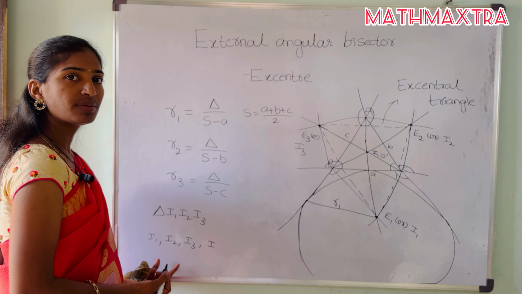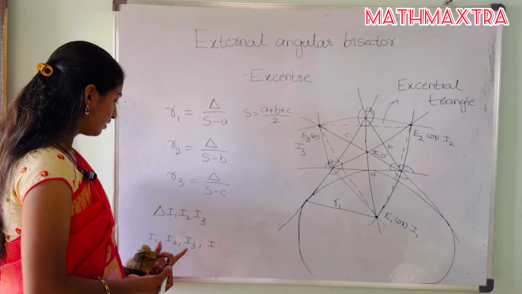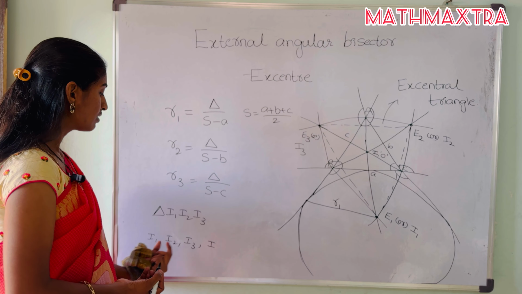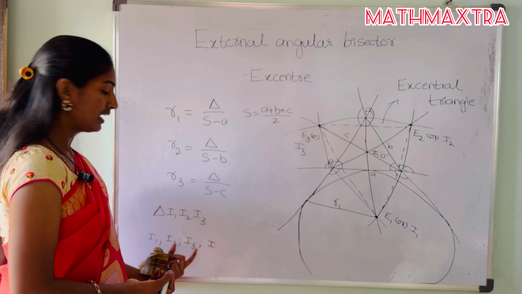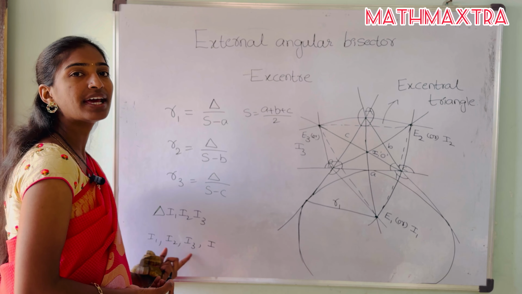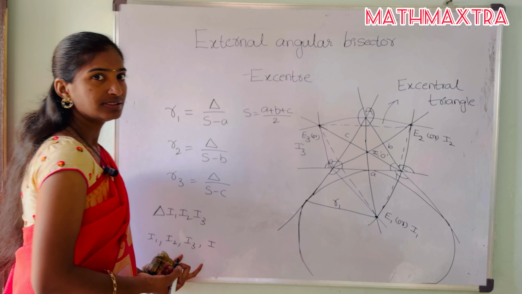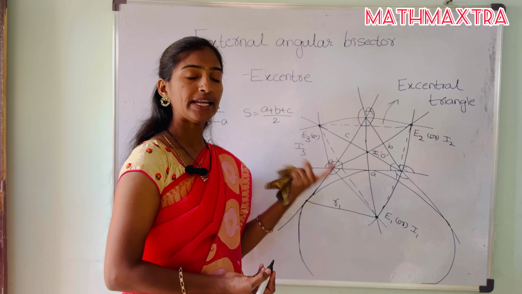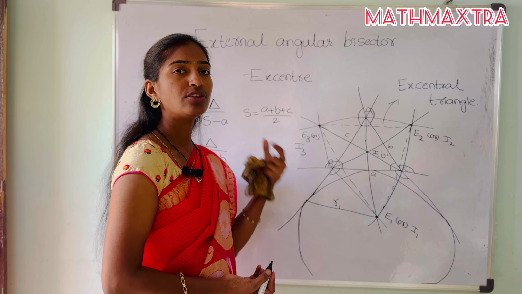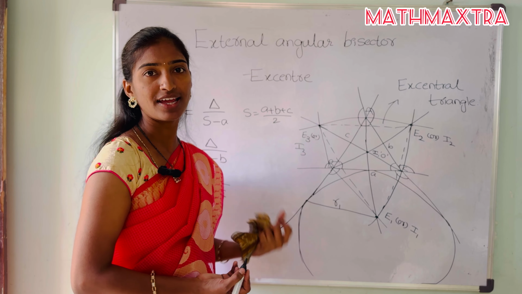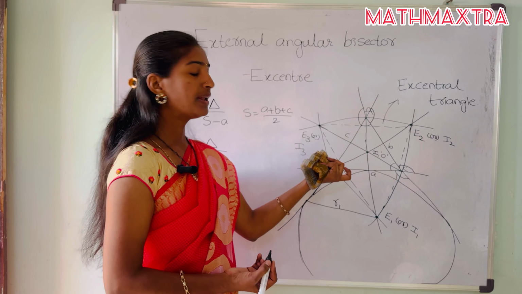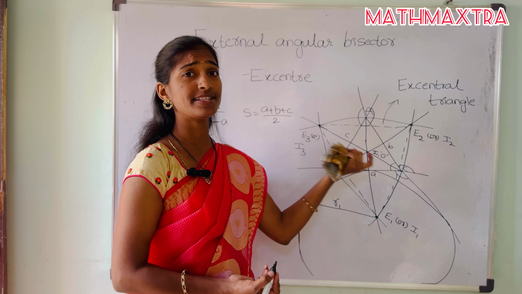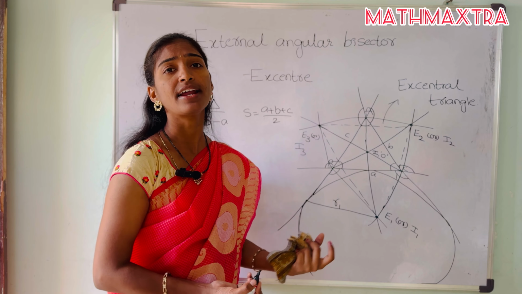So what can we observe from these 4 points? I is the orthocenter for triangle I1, I2, I3, and I1 is the orthocenter for triangle I2, I3, I, and I2 is the orthocenter for triangle I1, I3, I. Yes, we have seen the relation between orthocentric points. If you take any 3 points to form a triangle, the fourth point will be the orthocenter of the triangle. That is applicable here also, because I itself acts as the orthocenter for this excentral triangle.